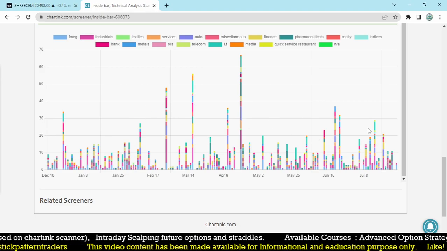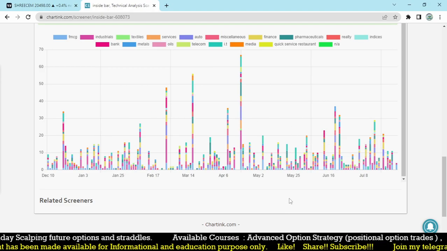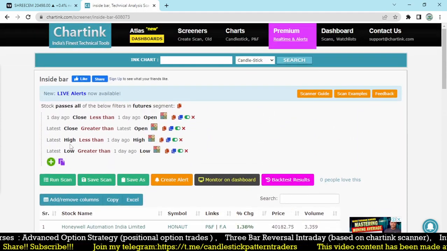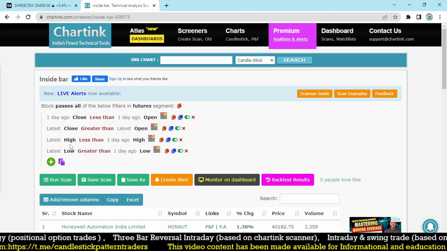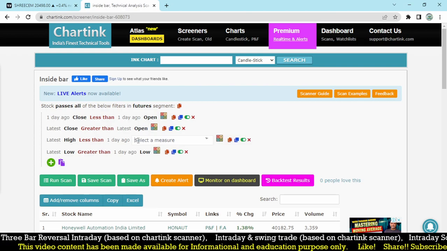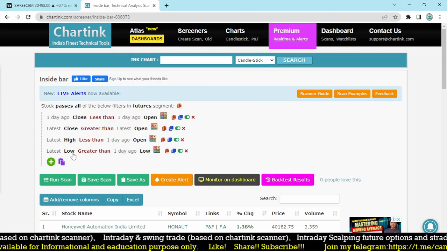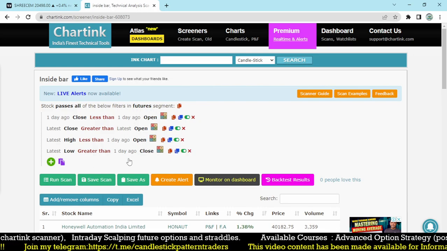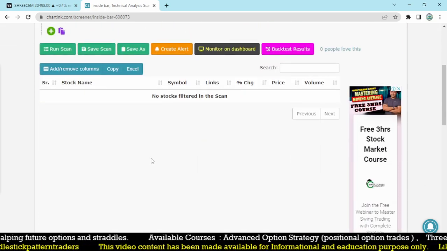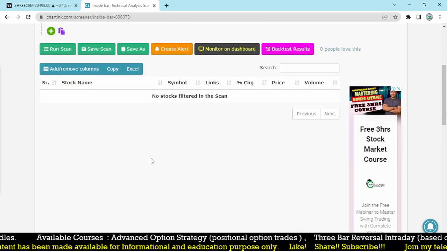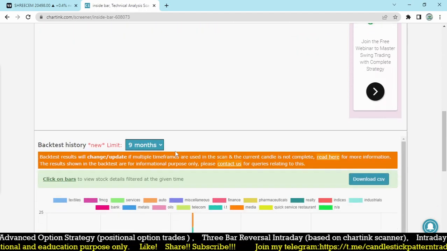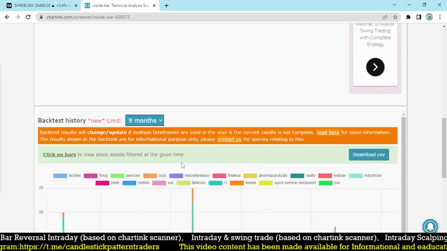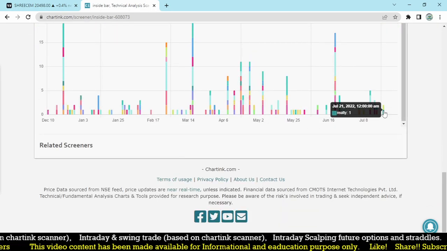These are the stocks scanned daily, 10-15 stocks. It's not quite good enough to take a trade, so I'm going to use the latest high. The latest high must be less than the open, and the latest low must be greater than the close. If you change this function, no stocks were filtered today. Got it? No stock was filtered today, but you see the number of stocks is very small. Let me check how the stocks are performing.